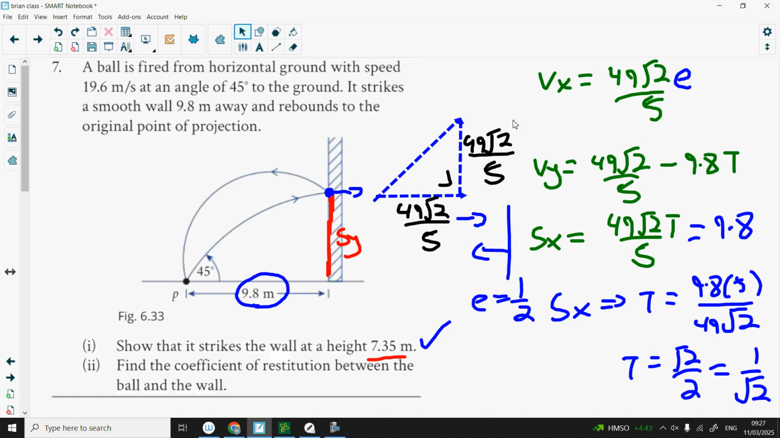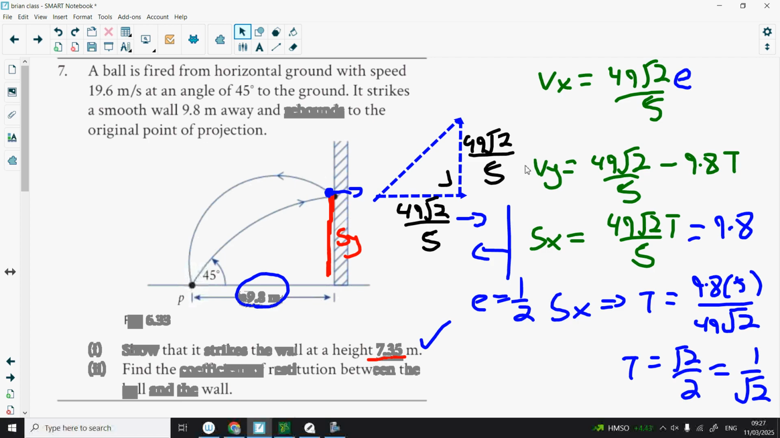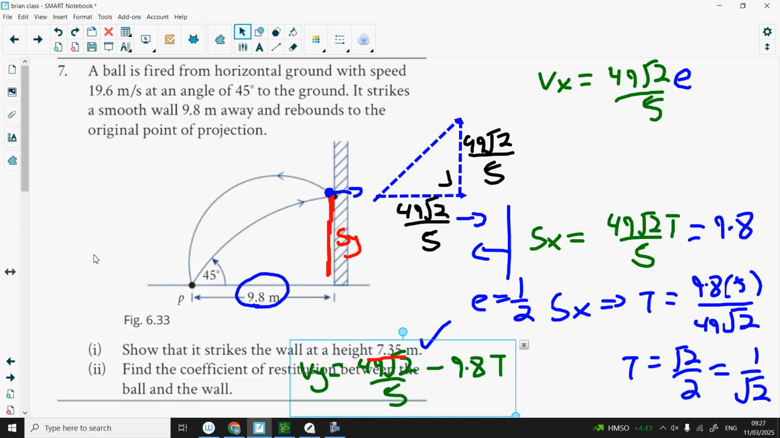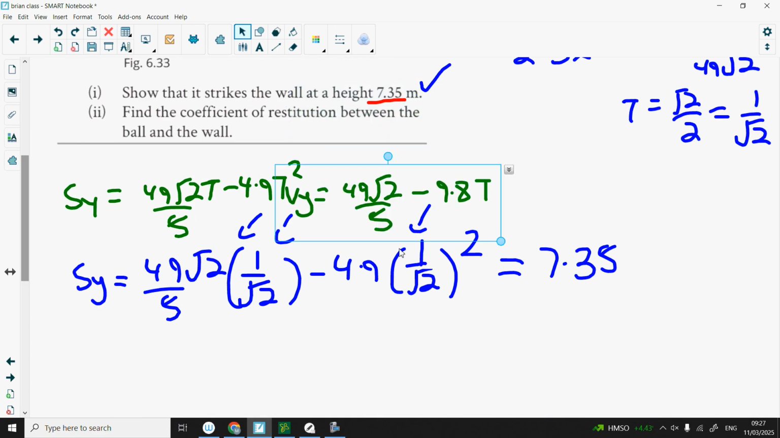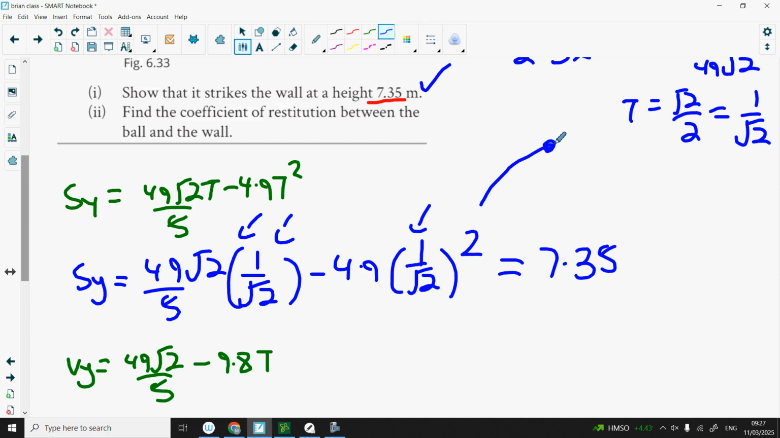Now, let's go to our old Vy equation. Everybody see the old Vy equation, which I'm going to grab here. We're going to grab it and drag it underneath. Now, we're going to put in the time. What was the time again? The time just as we hit the wall? 1 over root 2, is it?